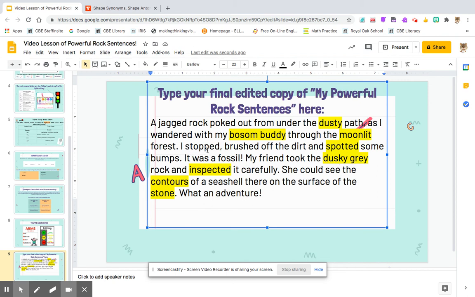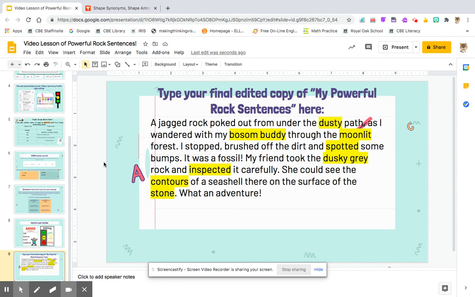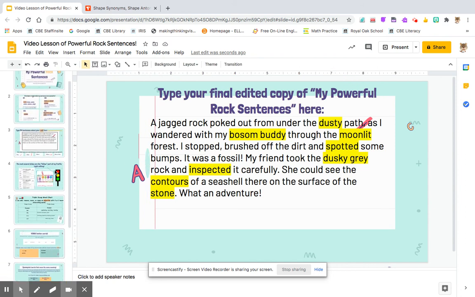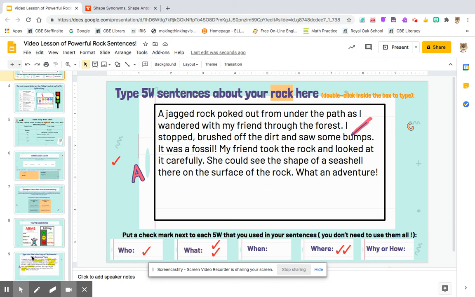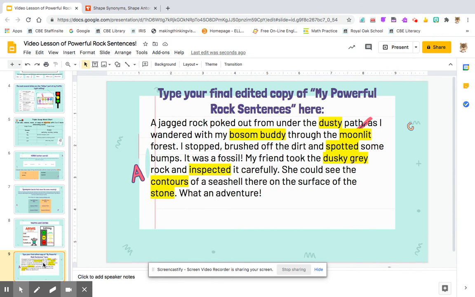I stopped, brushed off the dirt, and spotted some bumps. It was a fossil! Yes, I put an exclamation mark, so I don't need to make any changes there. So you would continue to read, and then what you're going to find is after doing all of these slides, your first sentence compared to your last sentence is going to be so much more powerful.